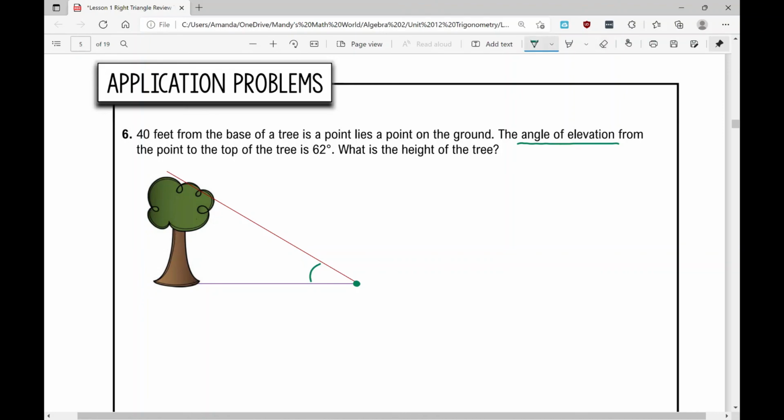So the angle of elevation is 62 degrees. We know this angle to be 62 degrees. What is the height of the tree? We also know that 40 feet from the base of the tree is the point on the ground, which means this purple line right here, from the base of that tree to the point on the ground, is 40 feet. And this is the angle of elevation.